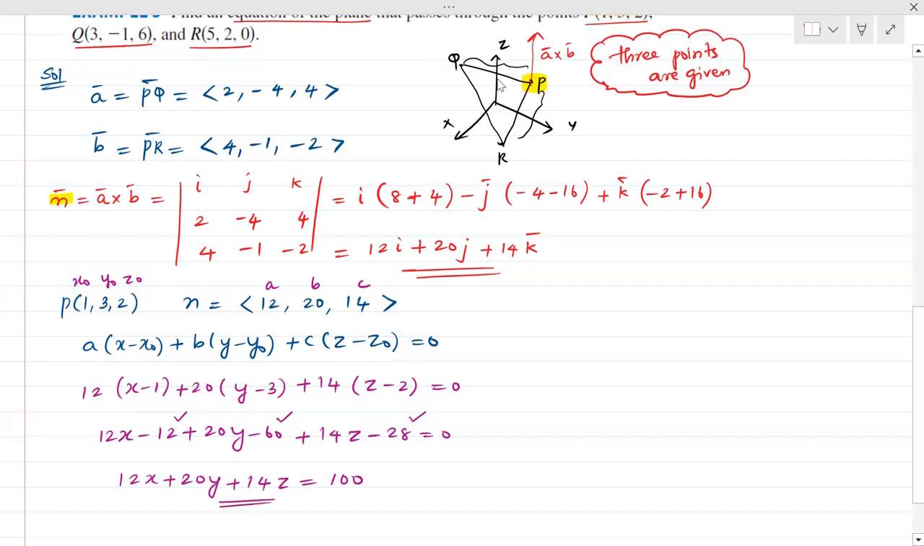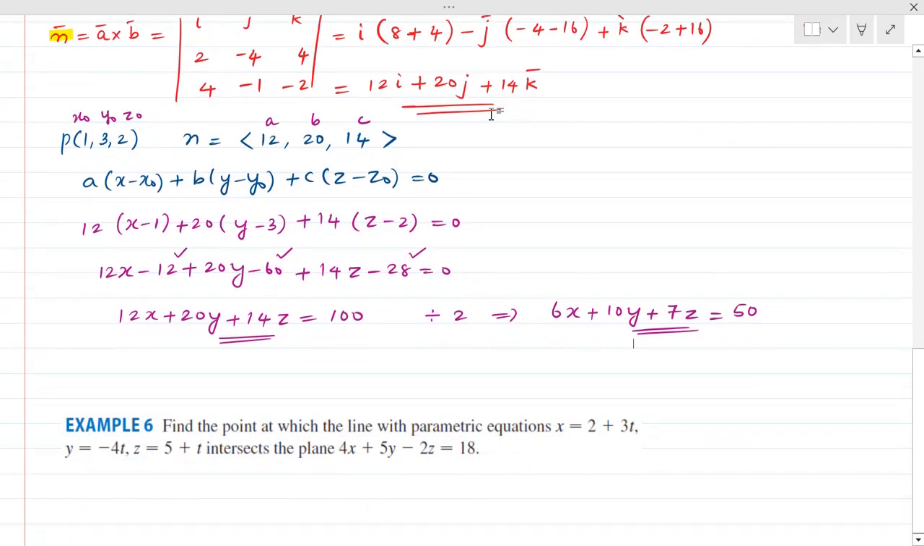It can be simplified further by dividing by 2. So you will get 6x plus 10y plus 7z equal 50. So this is the equation of the plane.